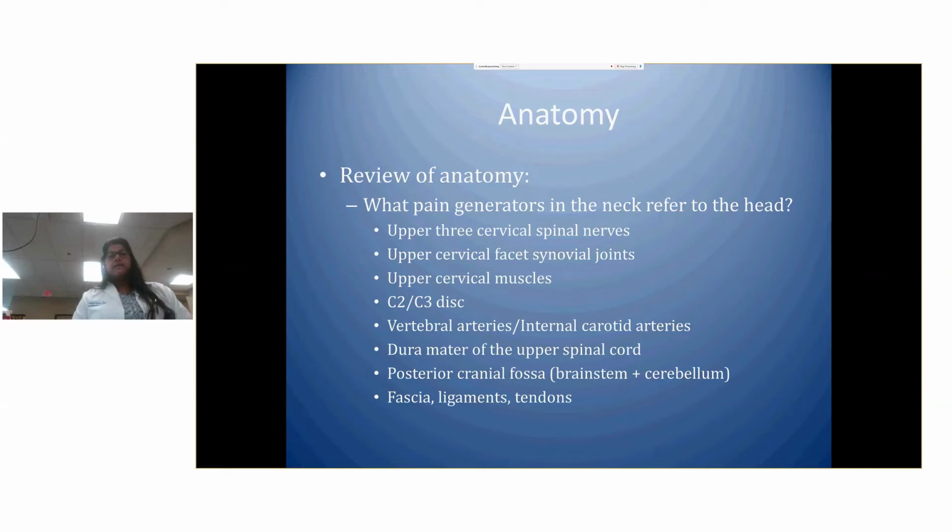The arteries, vertebral and intracarotid arteries. Dura mater of the upper spinal cord or the posterior fossa, including the brainstem and the cerebellum, can refer pain. And lastly, fascia, ligaments, and tendons, which are highly innervated, can also refer pain to the head, especially the ones of the very upper neck or the ones that insert onto the occiput.